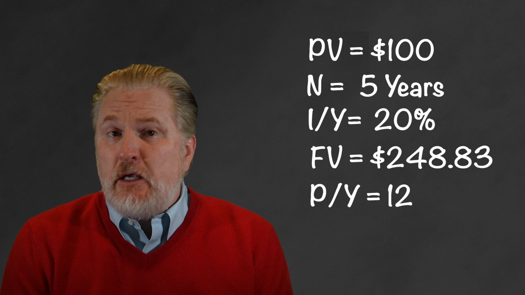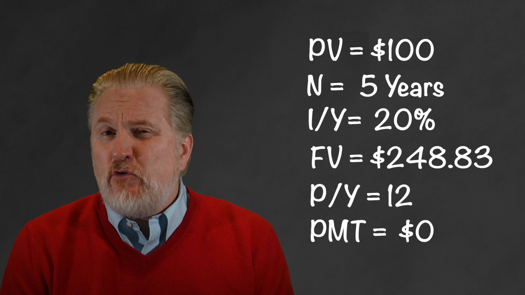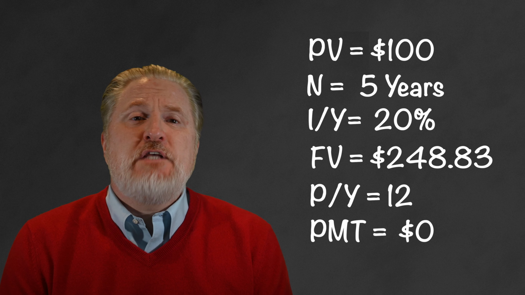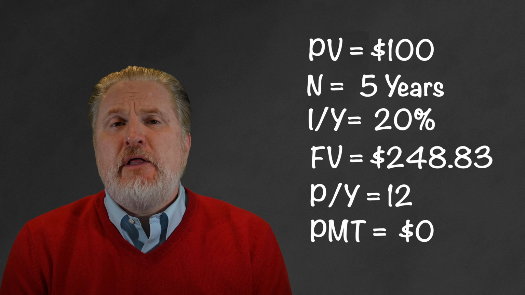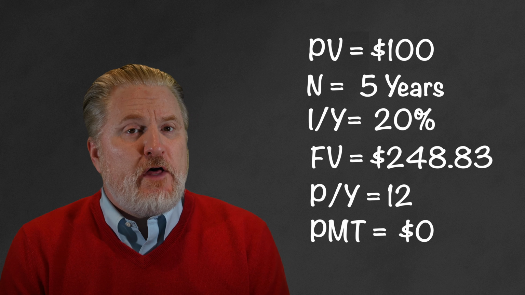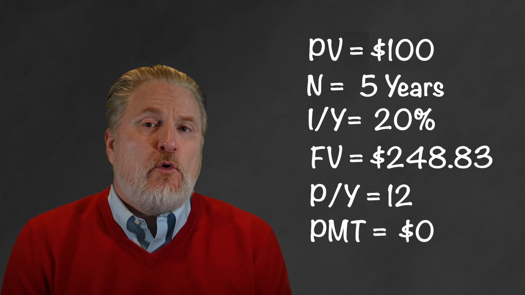You use the payment key, denoted PMT, to set the amount of a fixed payment that happens every single period. Examples would include your monthly house or car payment. However, for simply calculating either the present value or future value of a single cash flow, we can set the payment key to 0 and ignore it.